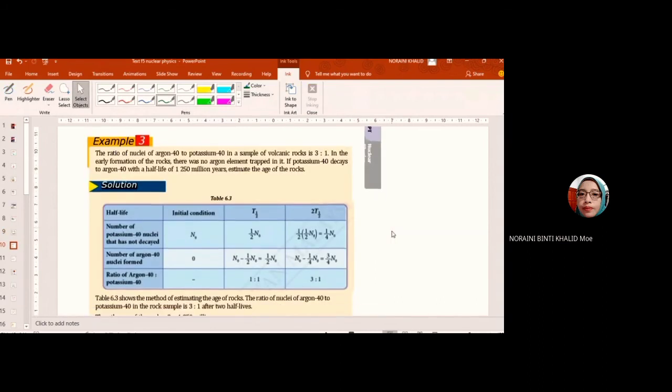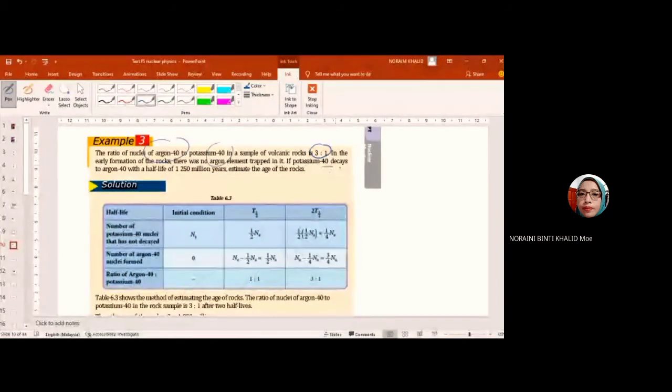Example 3. The ratio of argon 40 to potassium 40 in a sample of volcanic rock is 3 to 1. In the early formation of the rocks, there was no argon trapped in it. If potassium 40 decays to argon 40 with a half-life of 1250 million years, estimate the age of the rock. Okay, now the information given.